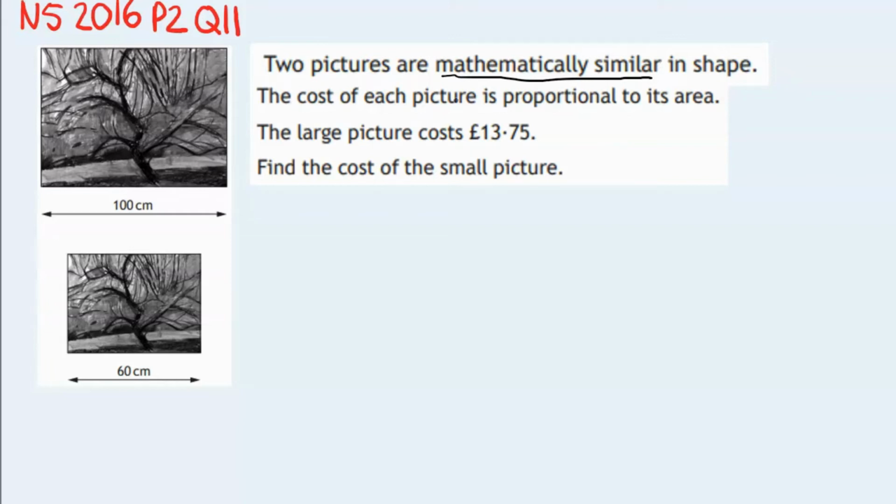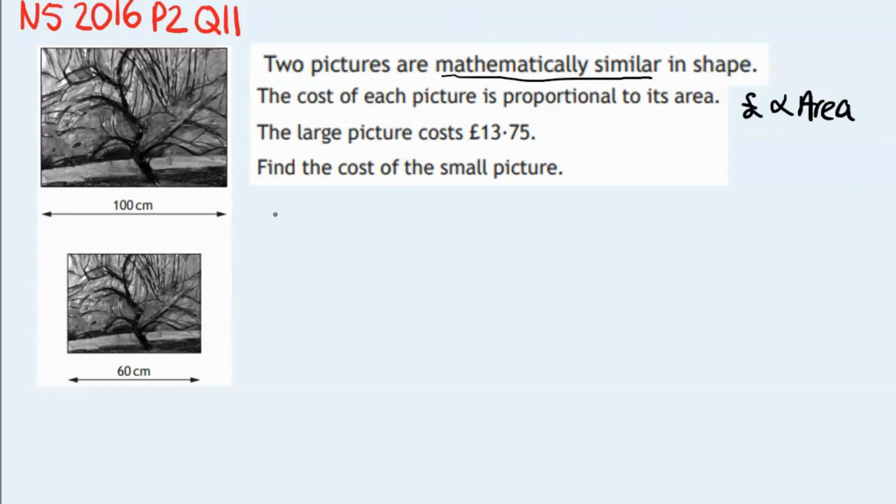Alright, so the cost of each picture is proportional to its area. So what that means is the cost is proportional to its area. Okay, so what we'll do is we'll come back to that later on. So the large picture at the top here costs £13.75, and what we have to do is find the cost of the small picture. So basically what we have is the large picture. We know most information about the large picture. We're going to use that information to find the other information of the smaller picture. That's basically how it works, okay?